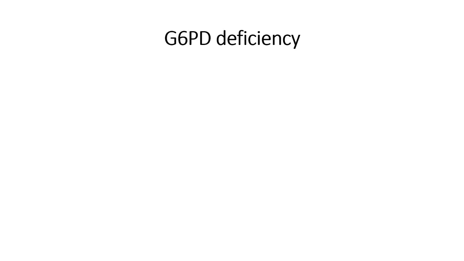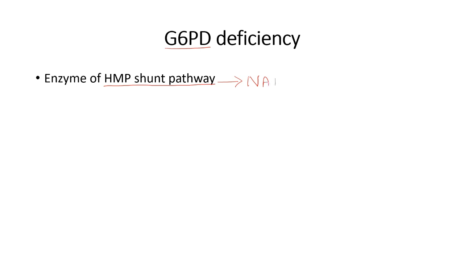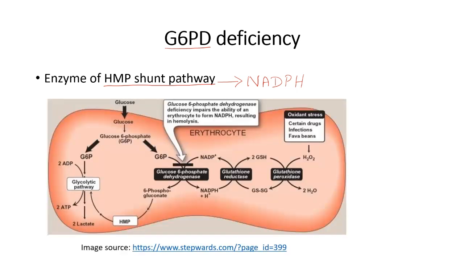Let's see what happens in G6PD deficiency, glucose 6-phosphate dehydrogenase deficiency. This is an enzyme of the hexose monophosphate shunt pathway or the pentose phosphate pathway. The major purpose of this pathway is NADPH production. How NADPH production affects the RBC membrane integrity is what we will see next.